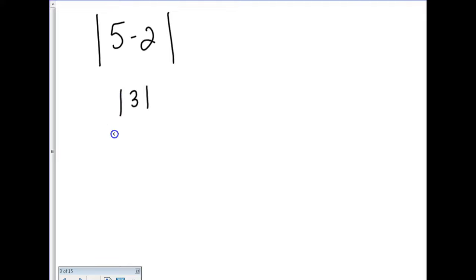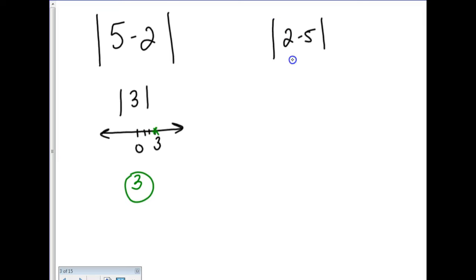The absolute value really means distance from 0 on a number line. So if here's 0 and here's 3, the distance between 0 and 3 is 3 units. So the answer would be 3. Now, what if I reverse that problem and I say the absolute value of 2 minus 5? So if I compute 2 minus 5, that would be a negative 3. And the absolute value of negative 3 would be the distance from 0. So this way, it's still going to be 3 units.